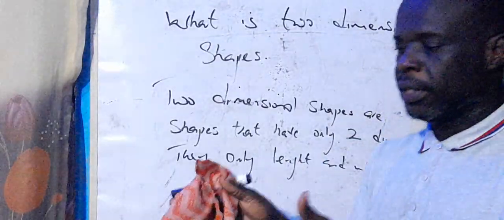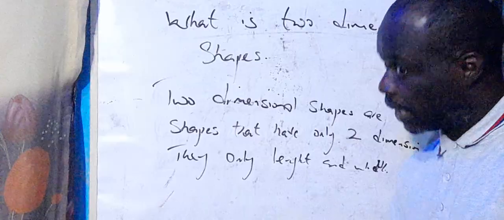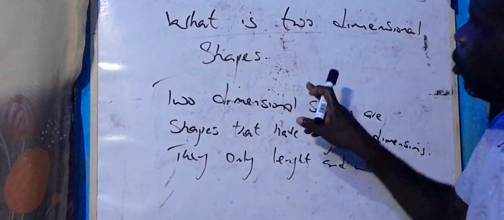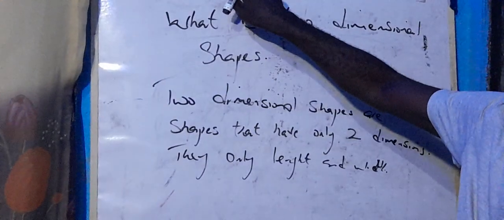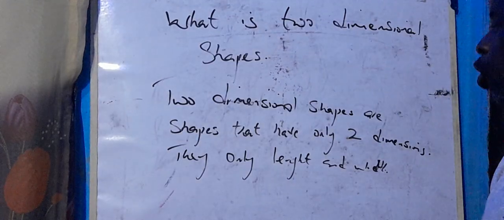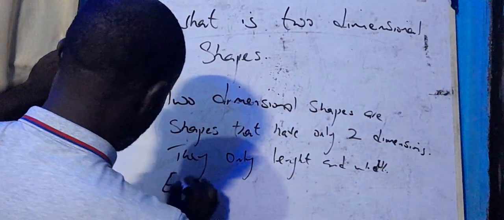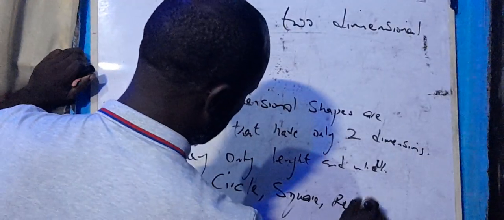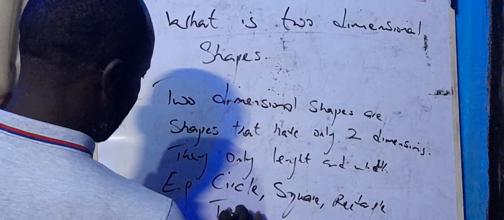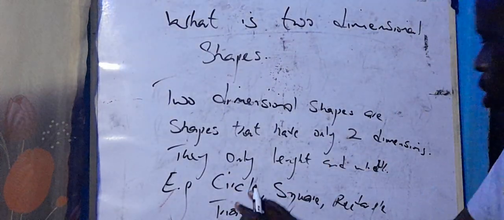Now look at it this way: assuming you are looking at your paper or your book, any shape you draw in a book that does not show depth is considered a two-dimensional shape. Look at this board. This is a two-dimensional shape. It has length, and it has width or breadth. Examples are the circle, square, rectangle, and triangle. We have other two-dimensional shapes, but we'll be looking at these.